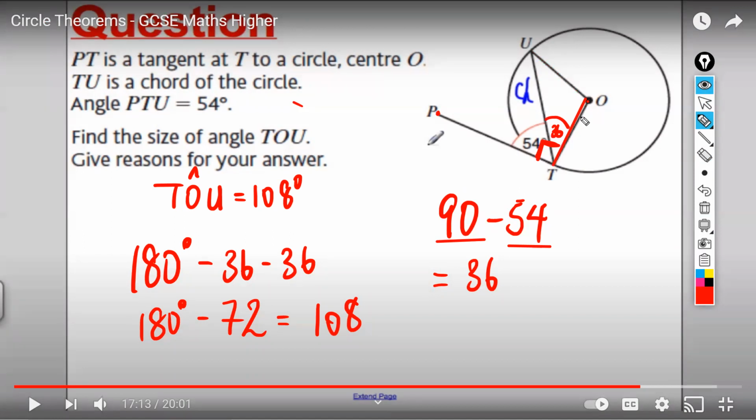And because this radius is the same length as this radius, both of these are the same length, then this angle would have to be 36 degrees as well, because that's how isosceles triangles are. And then 180 minus the 36 and 36 for the triangle will give us the 108 on the inside here. So inside here will be 108. Cool.